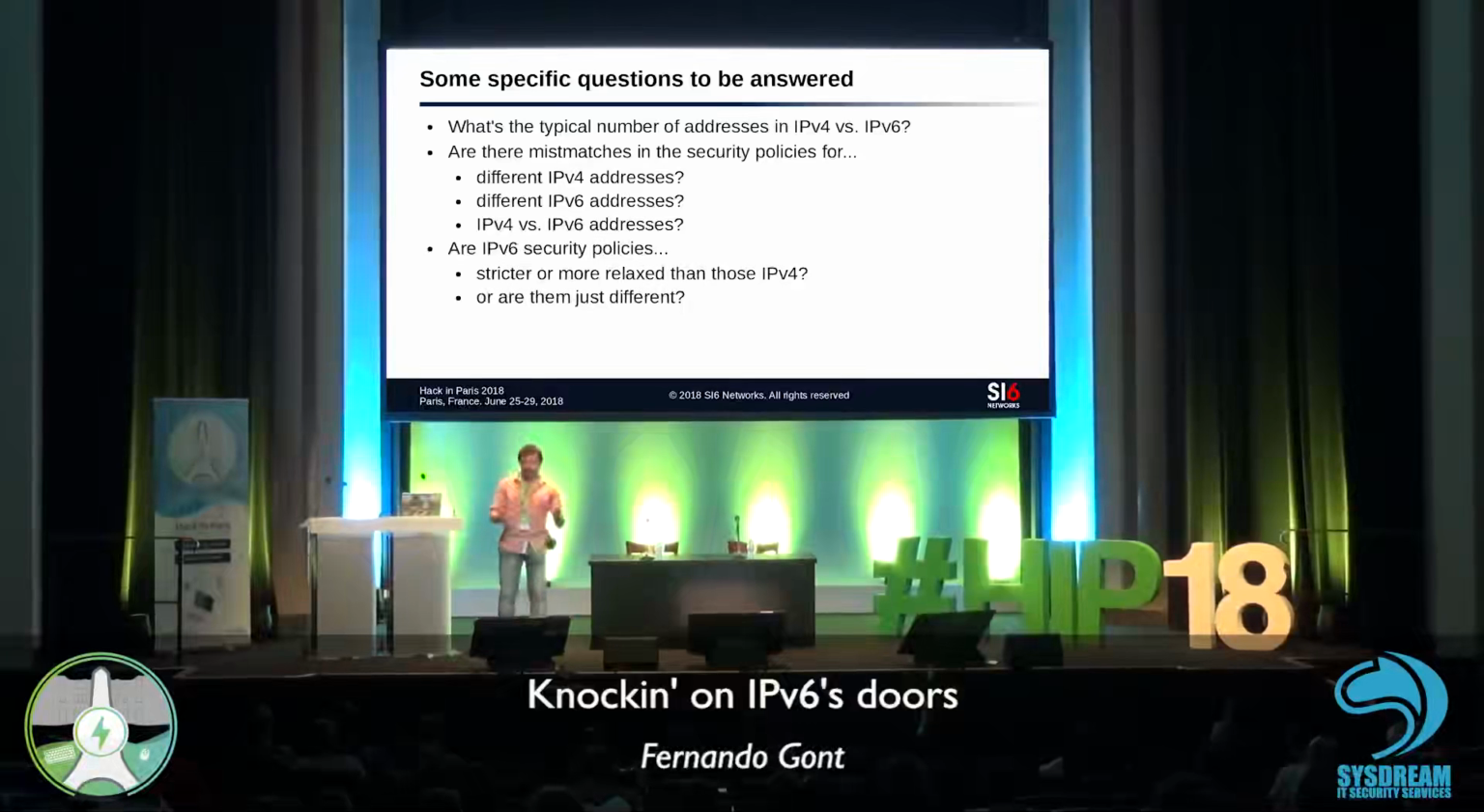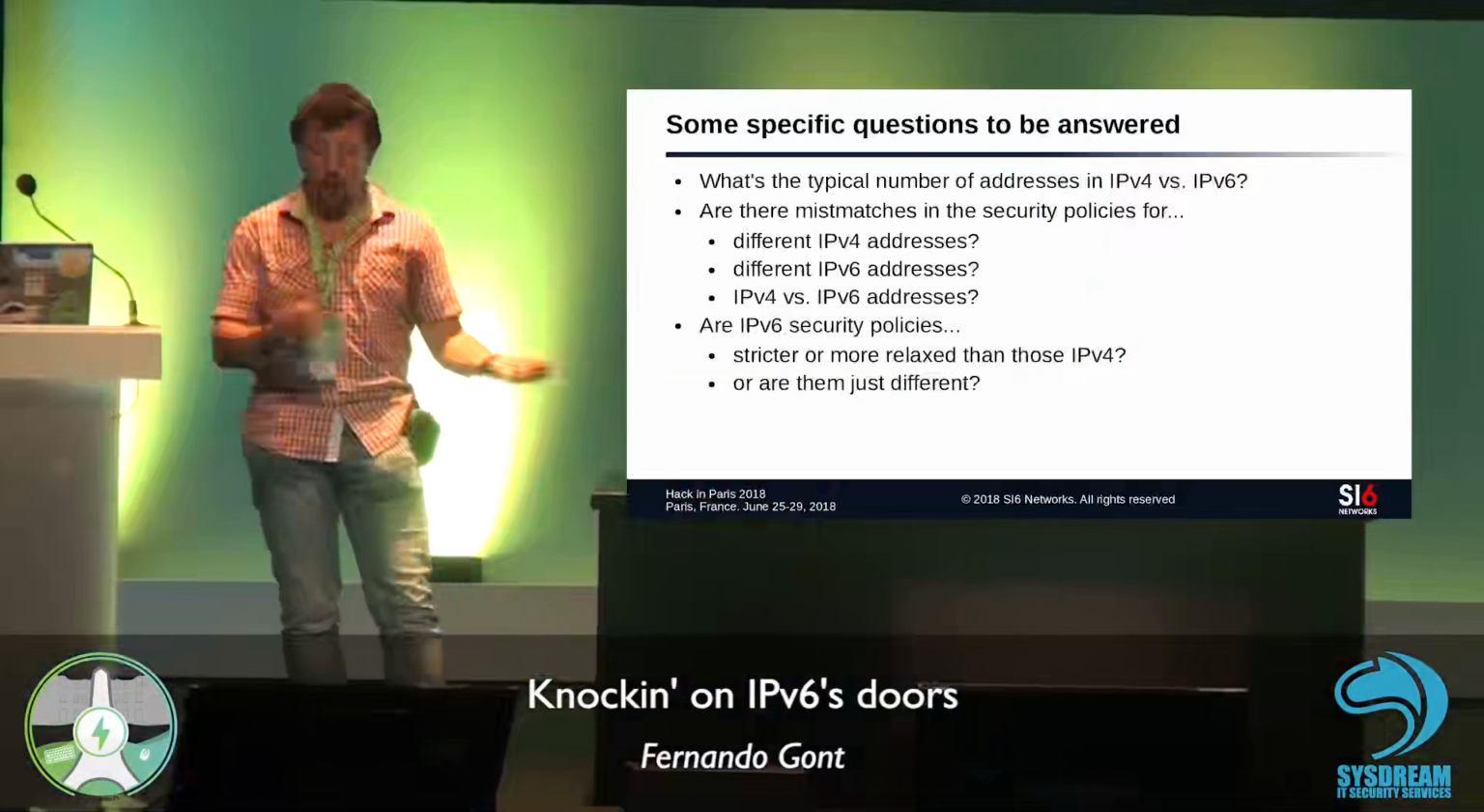The basic idea is that we want to do a comparison of many aspects of the two protocols, starting with some basic stuff. If there's some server that I want to access, does the server usually have the same number of addresses? Because it could be that it's not the case. It could have multiple addresses on IPv4 and only one on IPv6, or vice versa.